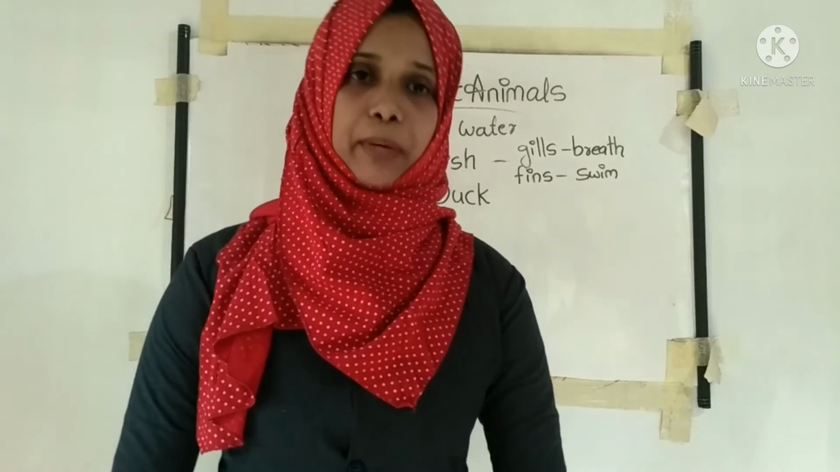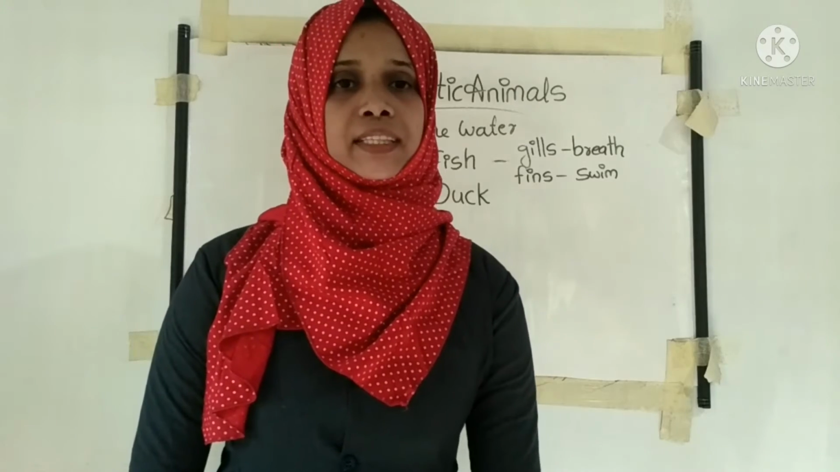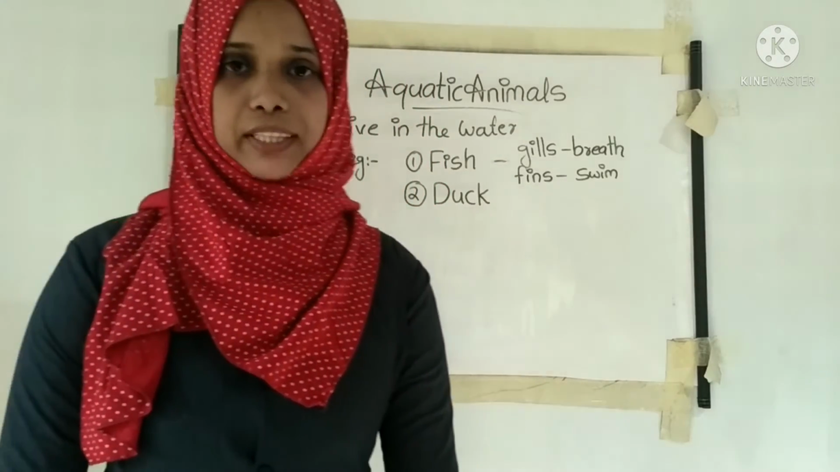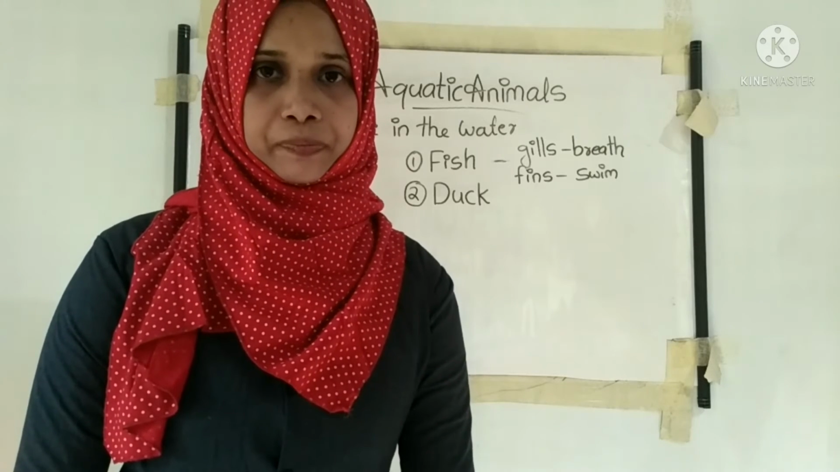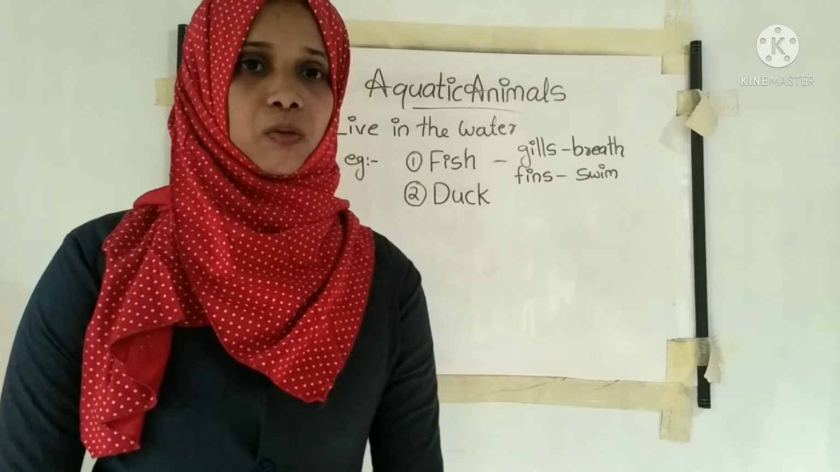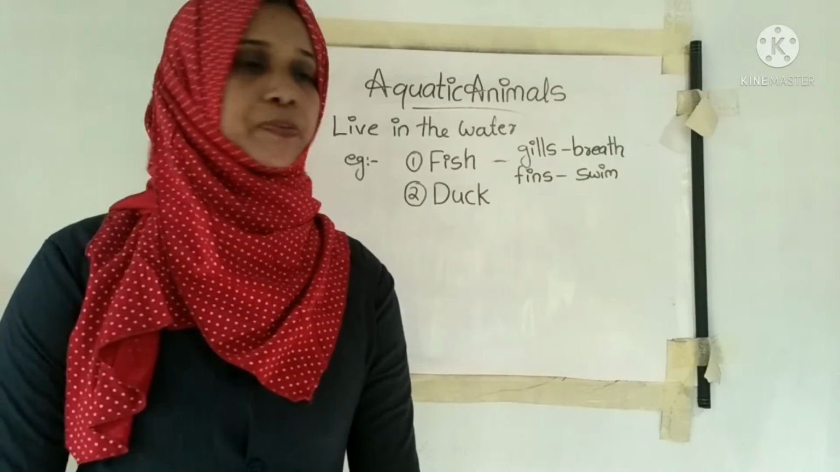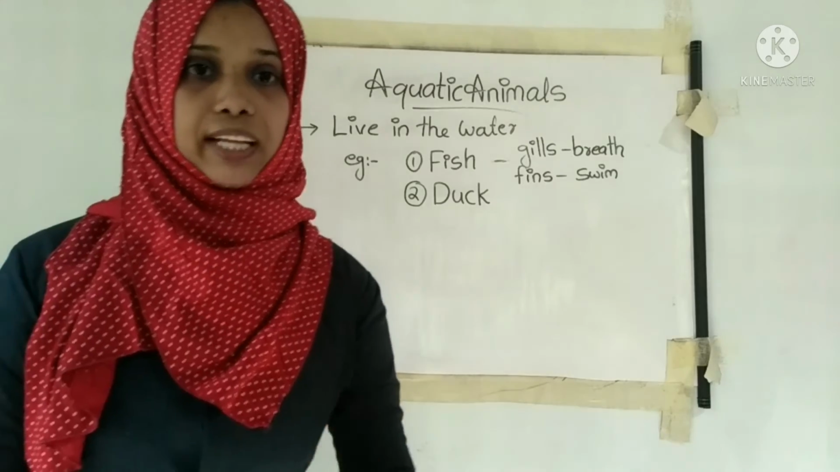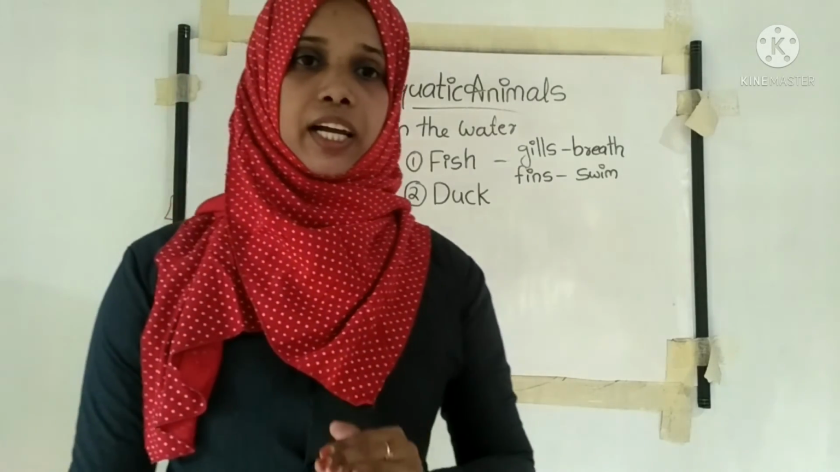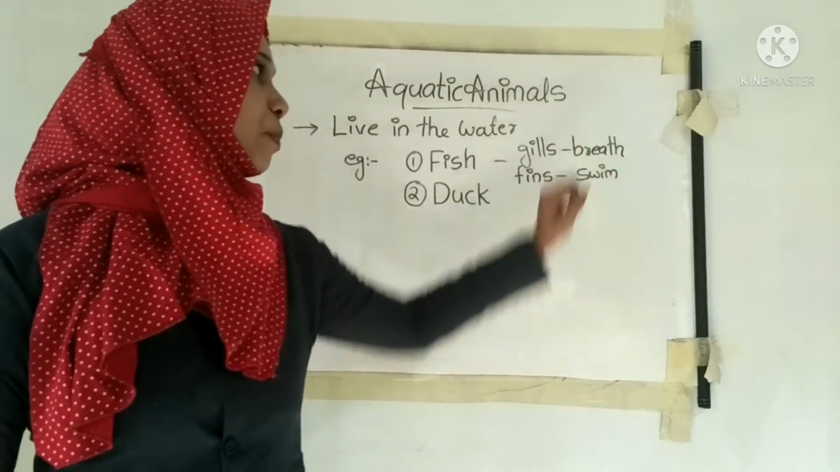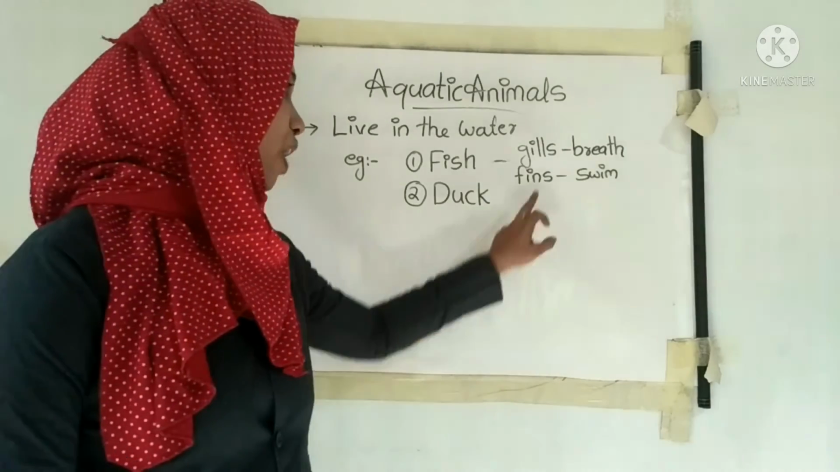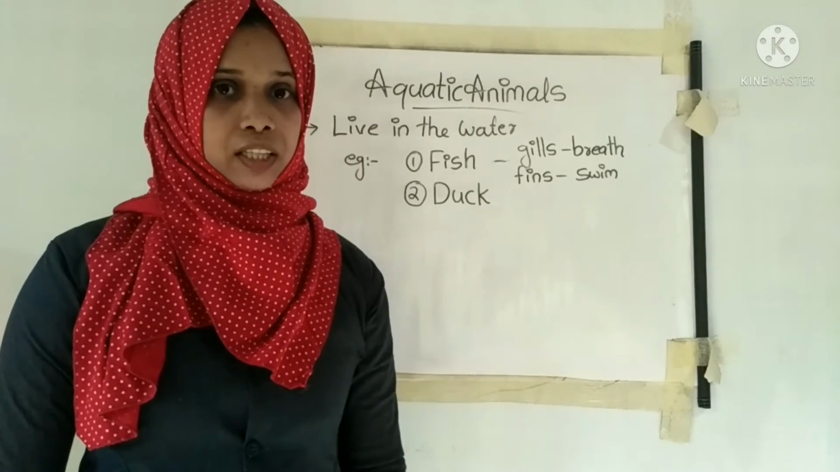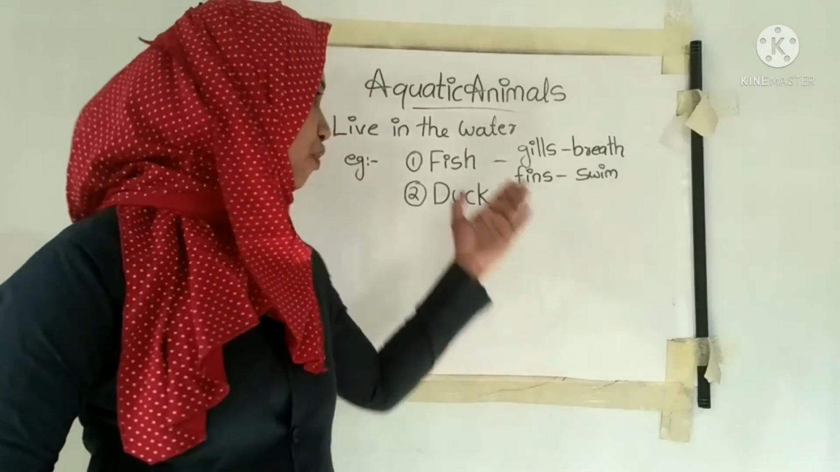Next one, aquatic animals. The animals which live in water are called aquatic animals. Some examples are fish. The fish have gills. It helps them to breathe. And the fish have fins. It helps them to swim. This is one of the adaptations of fish.